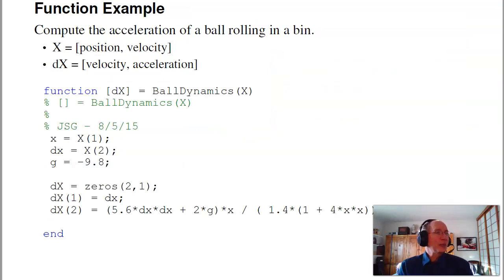Another example. If I want to compute the acceleration of a ball rolling in a bin, I can sit there and calculate. I'm going to pass the position of the ball, or pass x, it's the vector. x means I've got position and velocity. I will then iterate and say, given the position and velocity, here's acceleration versus time.